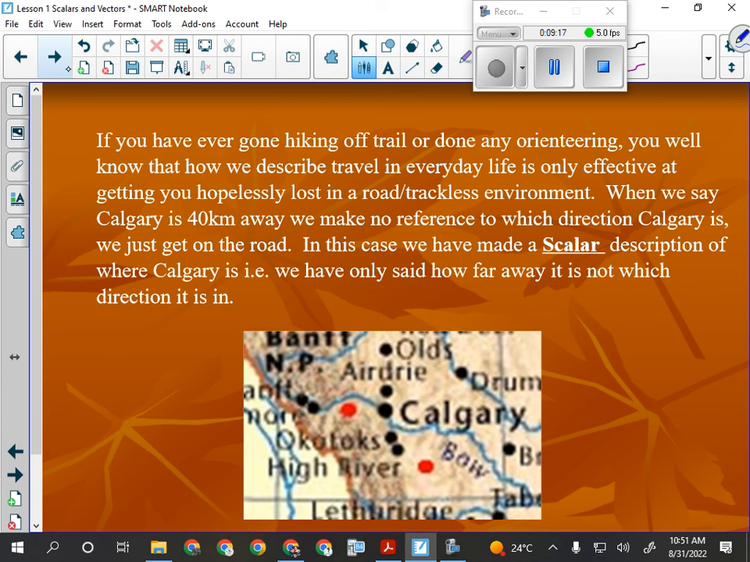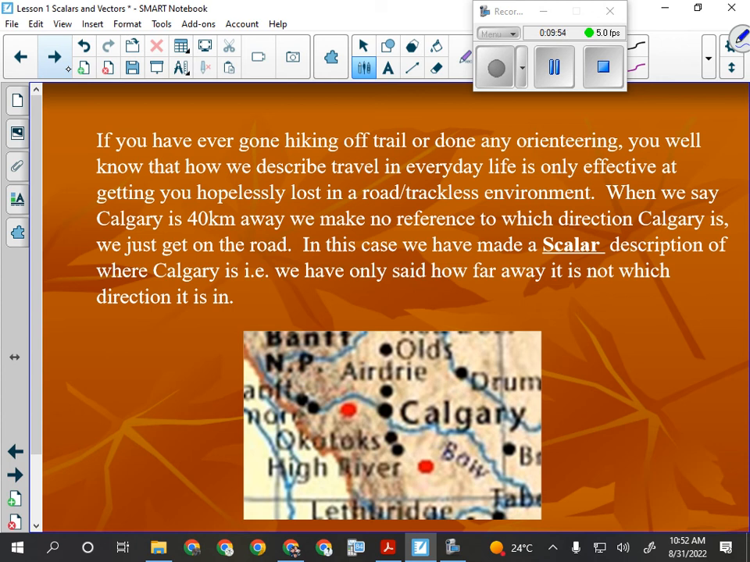Now, there's a couple of different ways that we can describe how far something is. We can use distance, which is scalar. And that's what we default to most of the time. Because, at least in most situations for us, there's a road to follow. And you just say, oh yeah, it's 100 kilometers from here. Or there's a sign on the side of the road that says, Okotoks, 25 kilometers. And it just takes for granted that you're going to follow the road. Is it actually 25 kilometers? Not in a straight line. In a straight line, it's probably less than that.